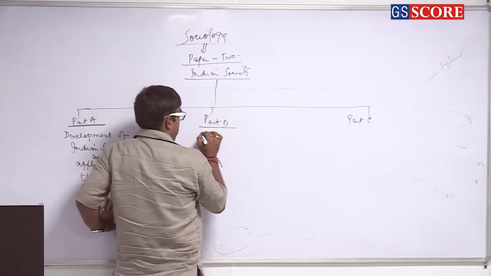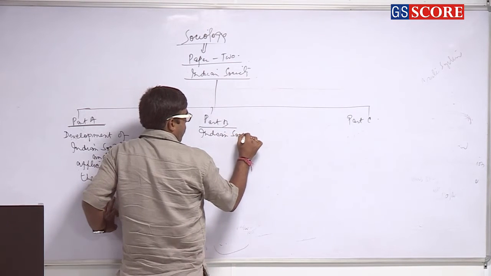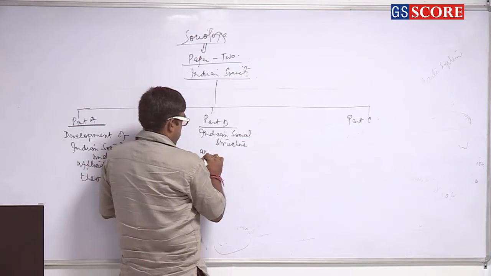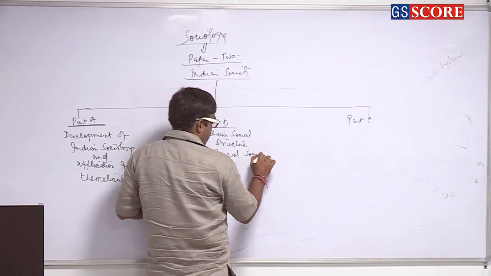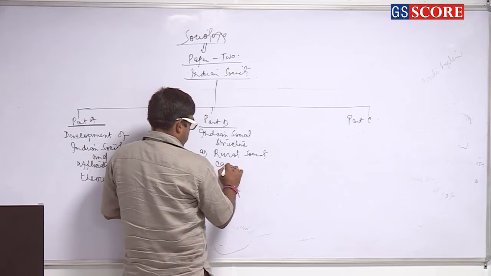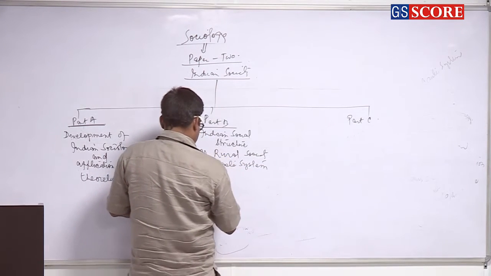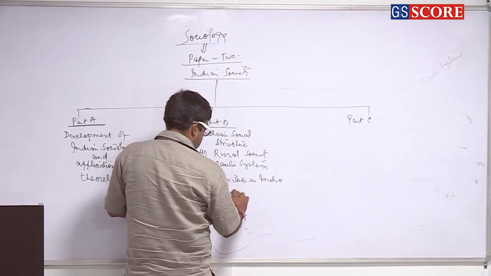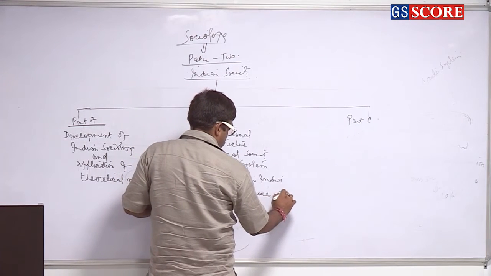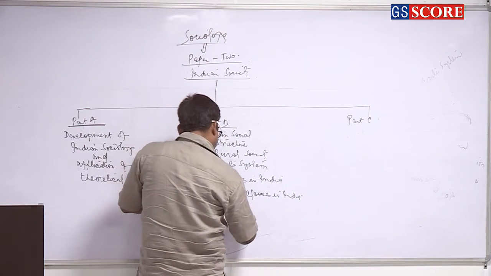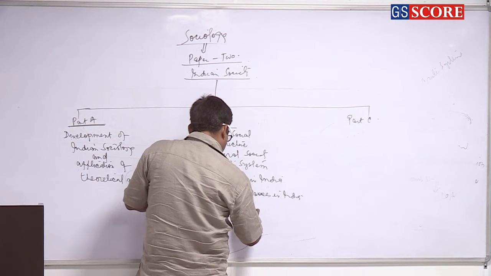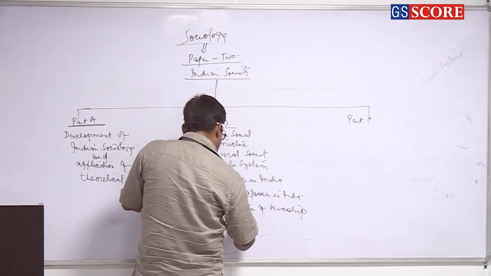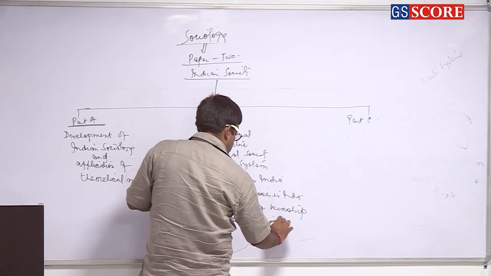Part B is all about the Indian social structure, within which rural society or rural agrarian society, caste system, tribes in India, social classes in India, system of kinship, and the last one is religion in India.